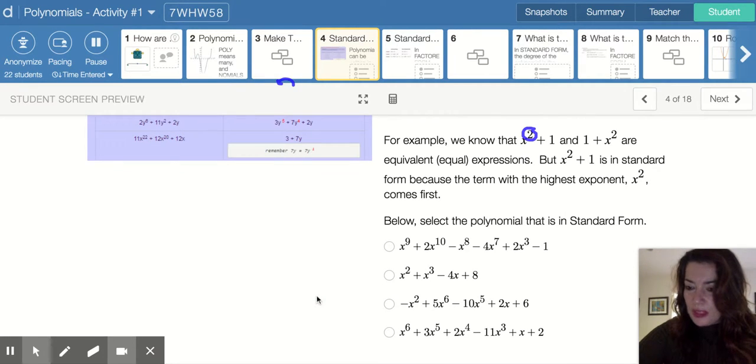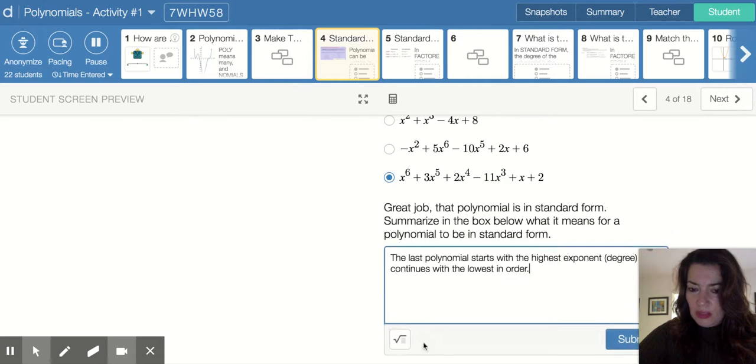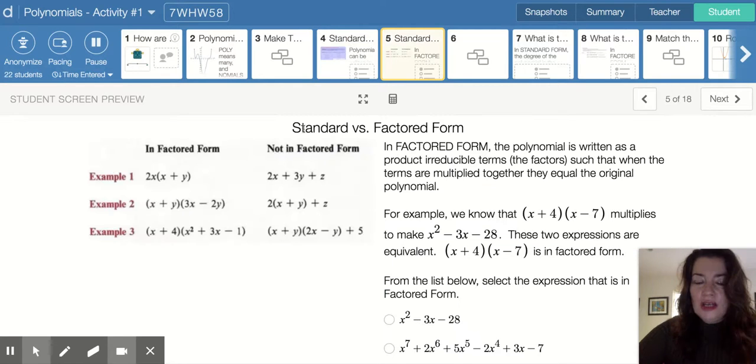So you can pause this video and see if you get it correct, but the correct choice is x to the 6th plus 3x to the 5th plus 2x to the 4th. And why? The last polynomial starts with the highest exponent degree and continues with the lowest in order. Difference between standard versus factored form.